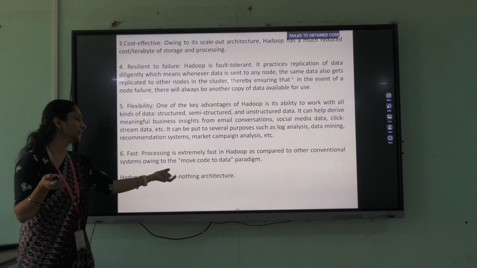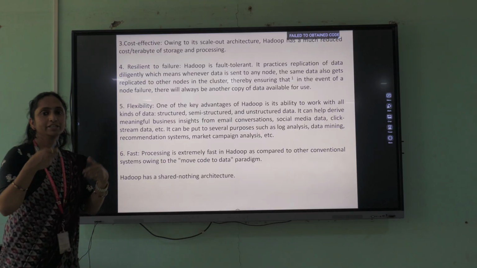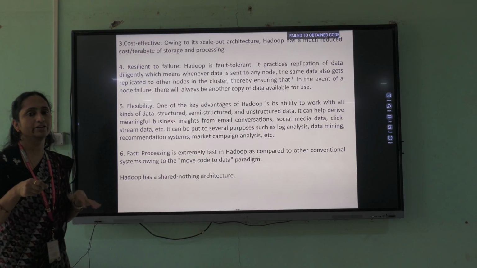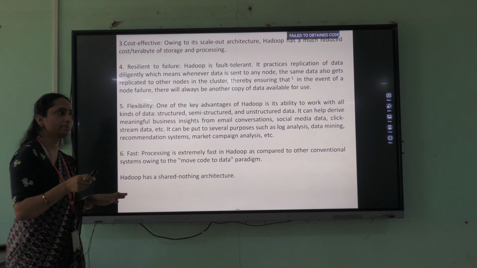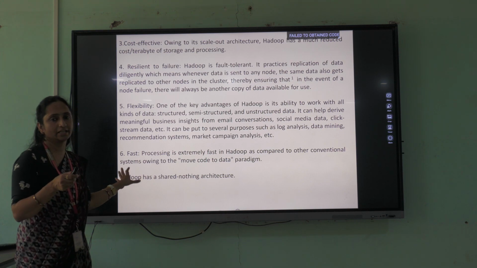Hadoop has a shared-nothing architecture because the nodes have their own hardware like CPU, memory, storage system and all. This is individual. It is not sharing that constraint.